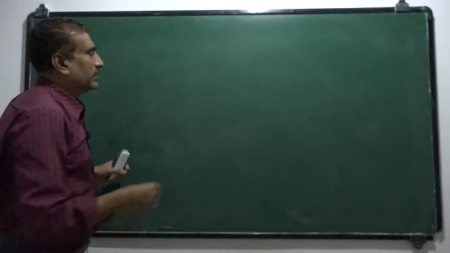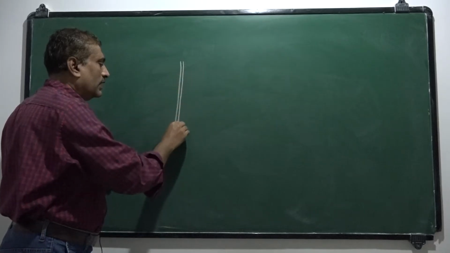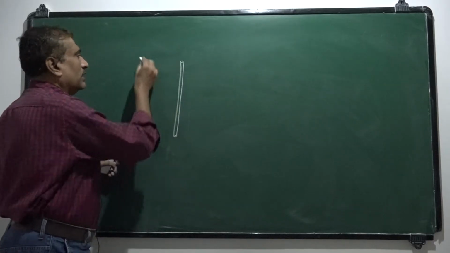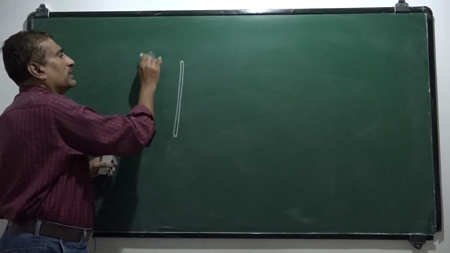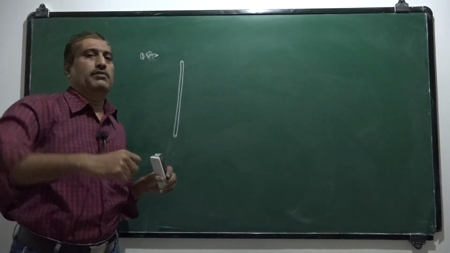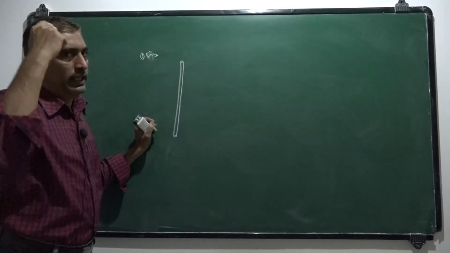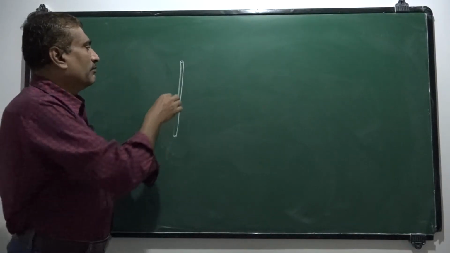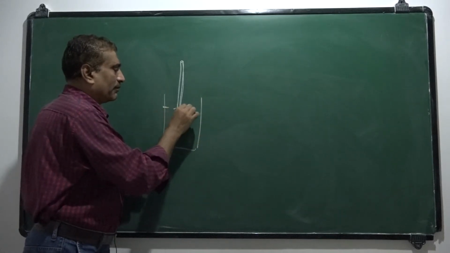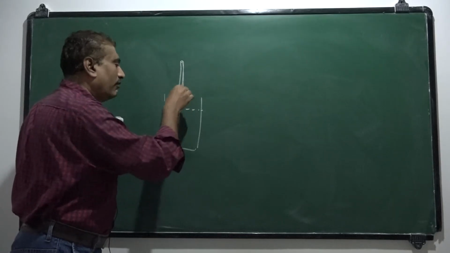Capillary means a long cylindrical tube with a bore of radius of the order of 0.05 millimeter or 0.5 millimeter. Capil means hair-like, so the small radius of this bore is about that of our hair. When such a capillary tube is dipped in a liquid, the liquid level rises inside this capillary tube or falls inside this capillary tube.